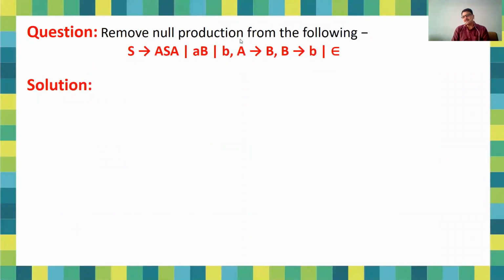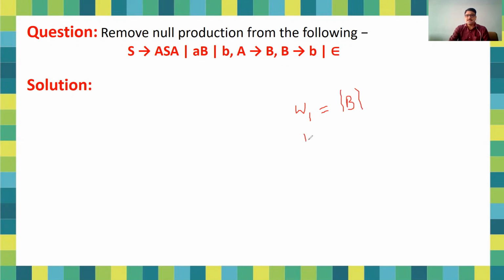So let's start with another example. Suppose you have to remove all the null productions from the given grammar. So just start with W1, the set of all the variables that are producing null. So simply B is the only variable providing you null. So just write here B.